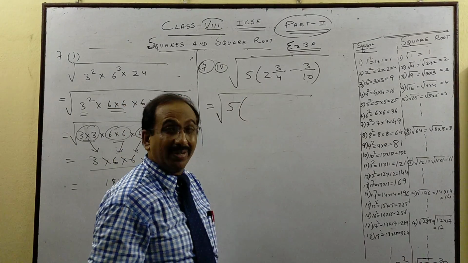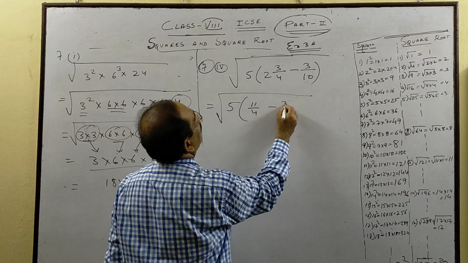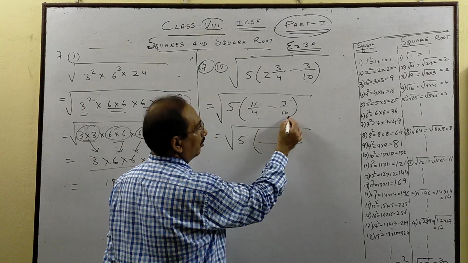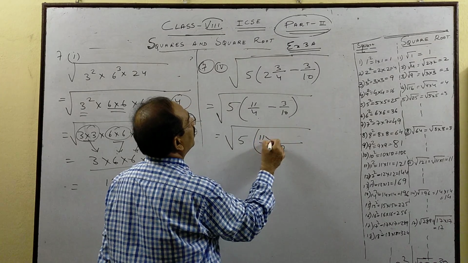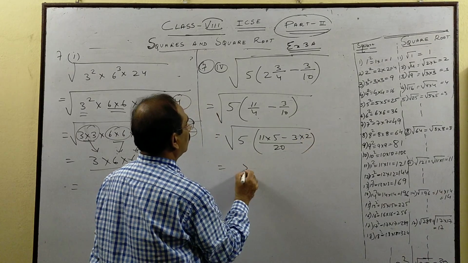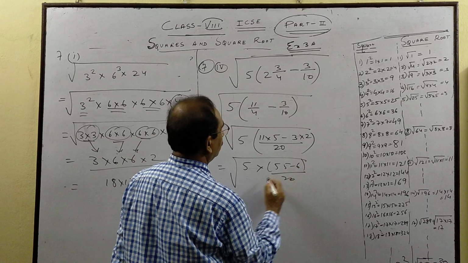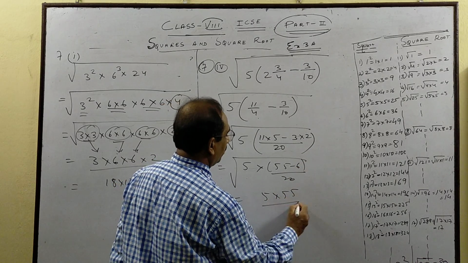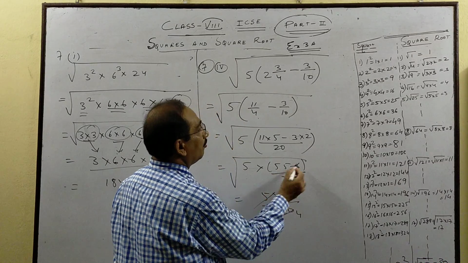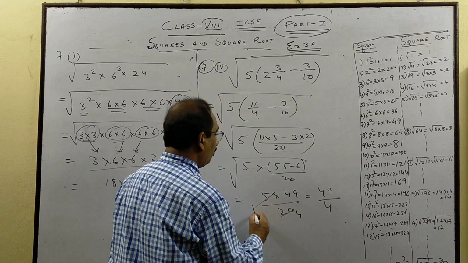Convert this mixed fraction into an improper fraction. 4 twos are 8 plus 3, 11 by 4, minus 3 by 10. So the LCM of these two, I hope you have learnt in the previous class. 4 goes 5 times, 10 goes 2 times. So we get 55 minus 6 by 20, which is, sorry, 49. So once you see, this is 49 by 4.